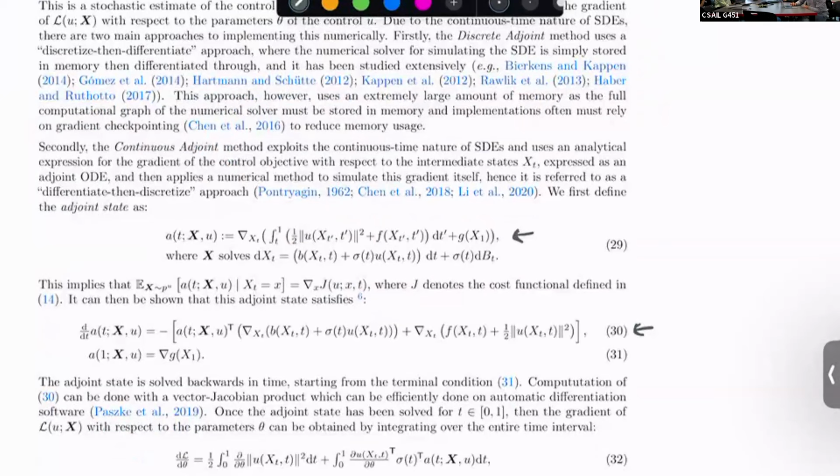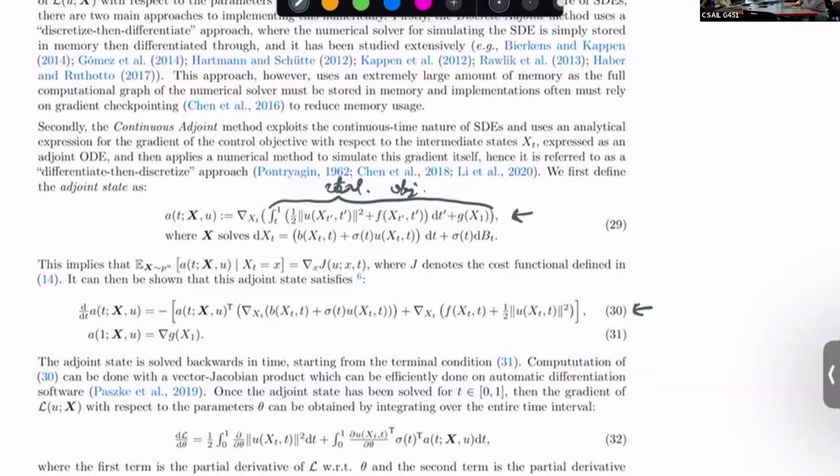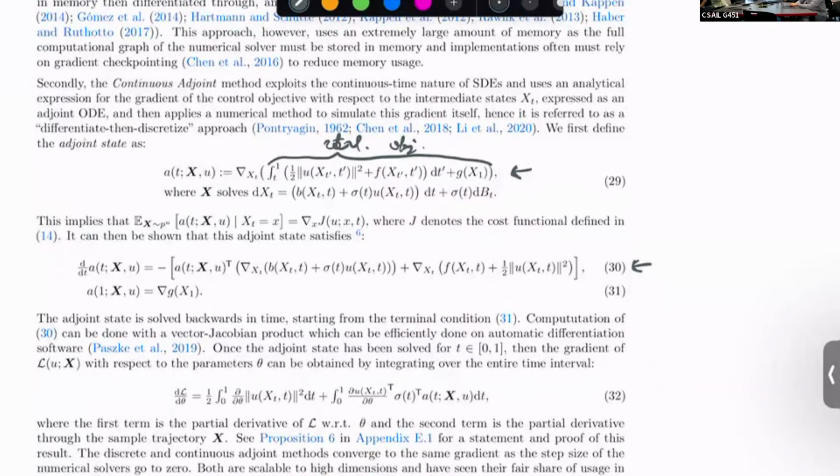Basically, you have this control objective for a particular distribution, and you want to take the gradient of this quantity with respect to the sample at time t. So this object basically answers the question of what happens to the control objective when I modify the trajectory slightly. It turns out, and this was known, although not particularly written for the control setting, that this adjoint satisfies an ODE, which is given by 30 and 31. Once you have that, you can compute the gradient of the parameters using 32.